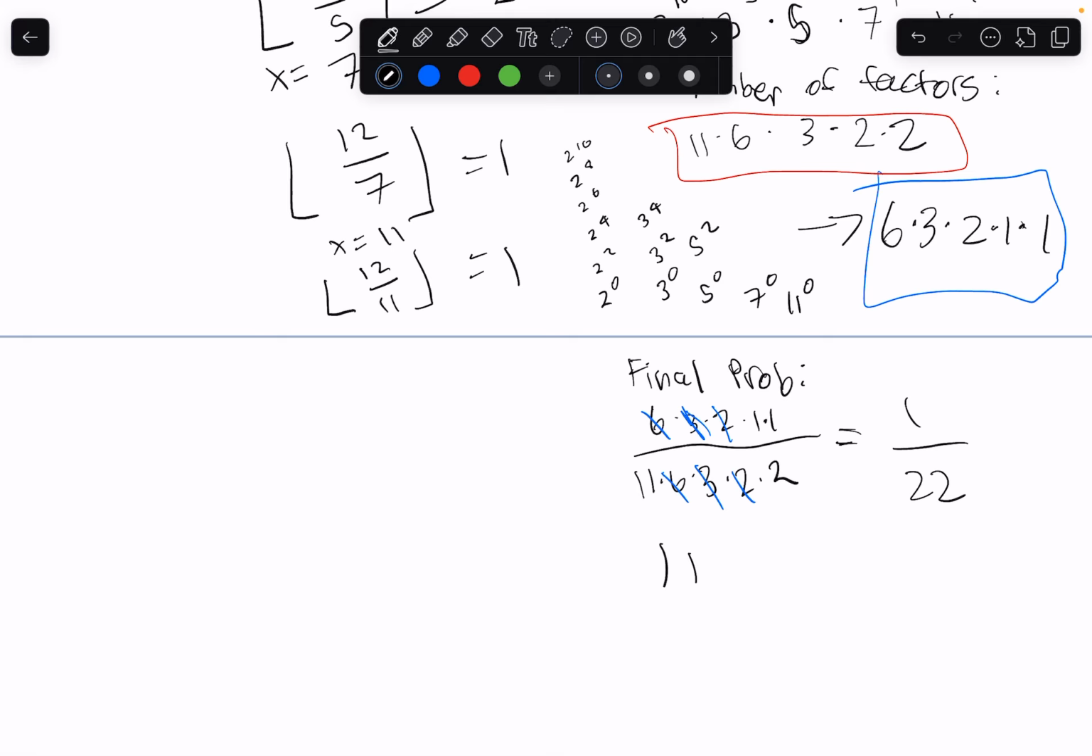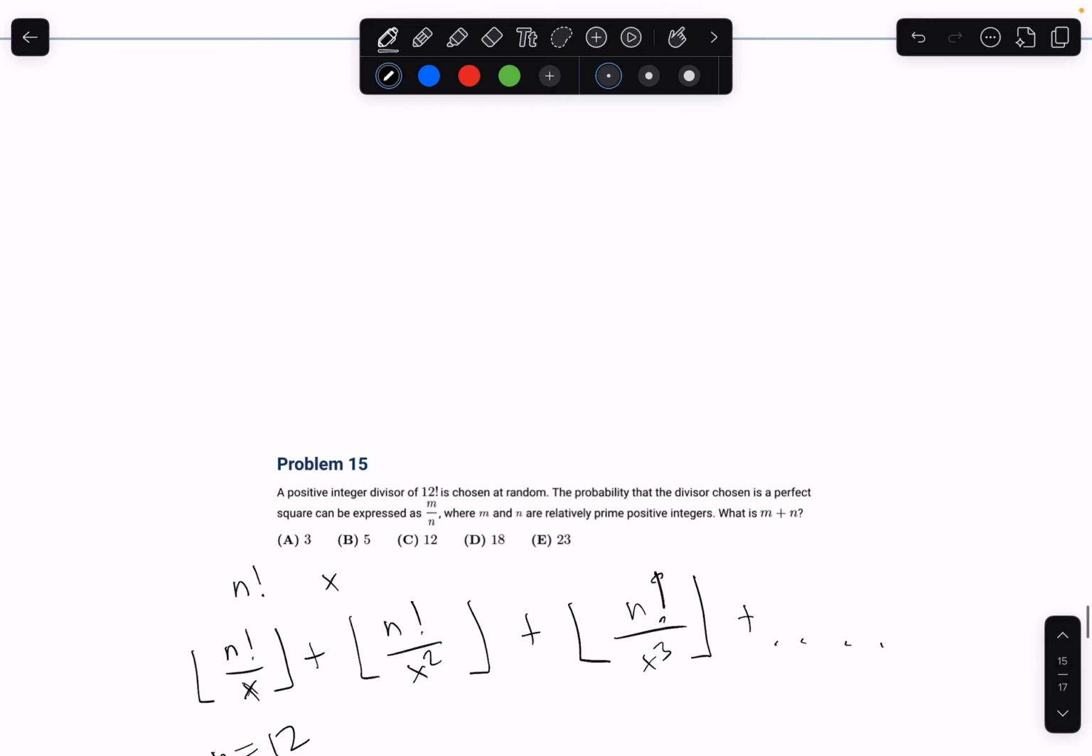Now we just have to add them together, so 1 plus 22 is equal to 23. And 23 is answer choice E.